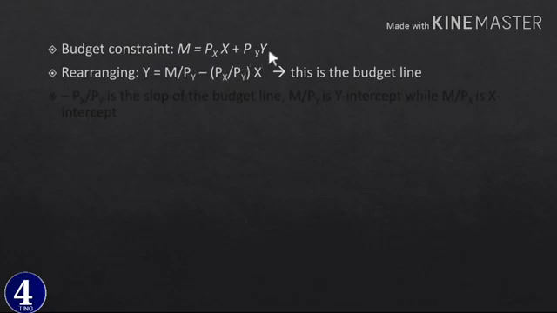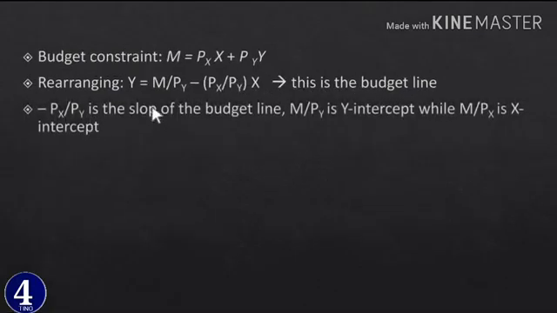So what about the budget line? Rearranging this formula for y, making y dependent and the other independent, y is going to be equal to the amount of money that we have, which is income, divided by the price of y, minus the price of x divided by the price of y, times x. This is the budget line. Minus px over py is the slope of the budget line. And this is the y intercept.